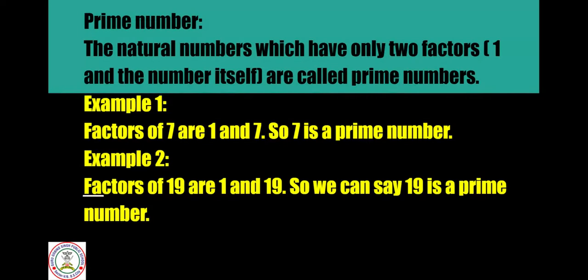Example 2. Factors of 19 are 1 and 19. So, we can conclude 19 is a prime number.